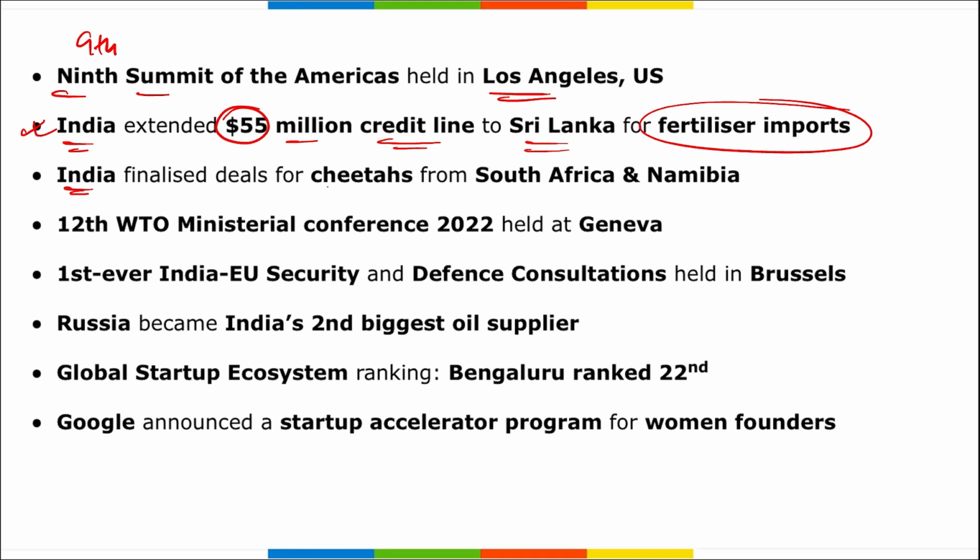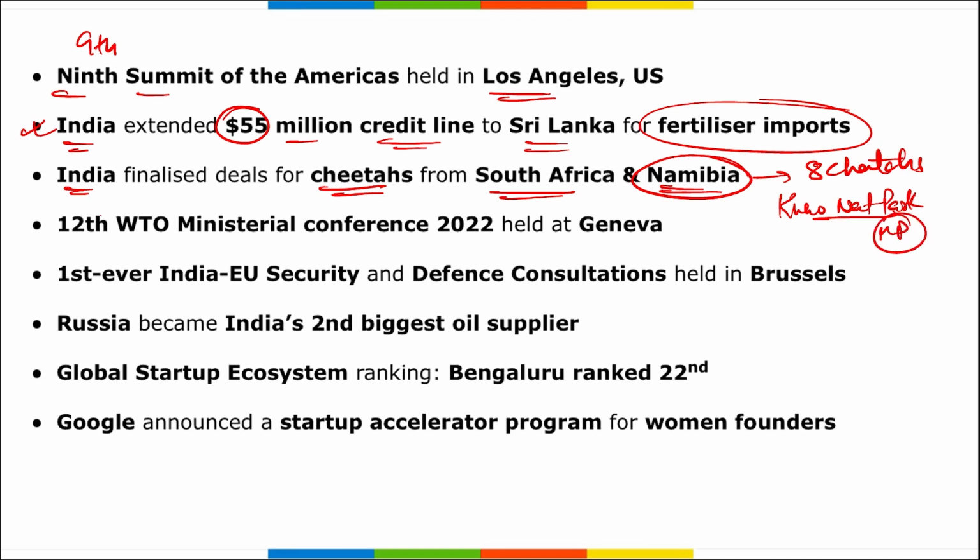India finalized a deal for cheetahs from South Africa and Namibia, and we remember from Namibia, 8 cheetahs were brought back to India on the birthday of Prime Minister Narendra Modi, and these 8 cheetahs were kept at Kuno National Park. And where is this Kuno National Park? This is located in Madhya Pradesh. Then the 12th WTO Ministerial Conference 2022 was held where? It was held in Geneva.